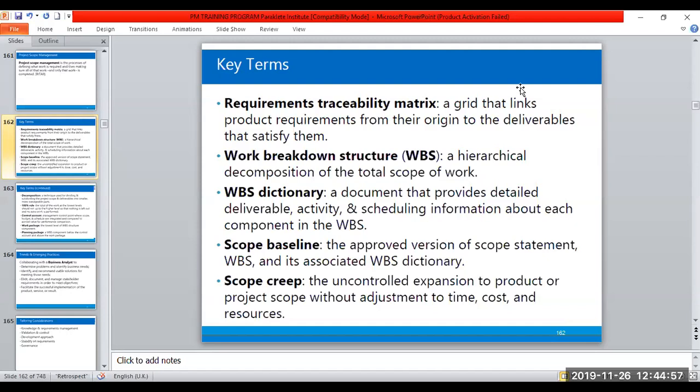Scope creep is a terminology that is applicable when projects experience uncontrolled expansion in the project scope without adjustment to time, cost, or resources. So the ever expanding nature of work could lead to scope creep.